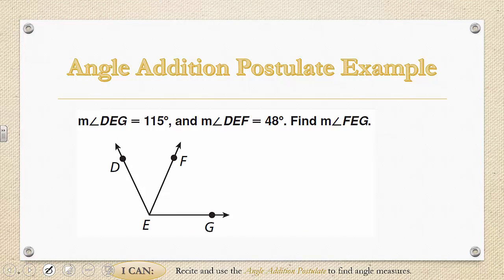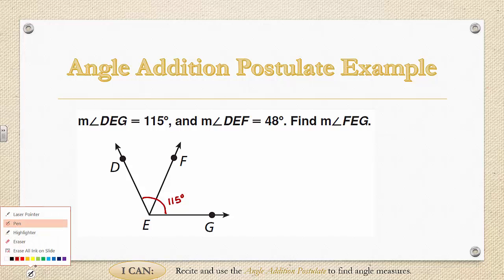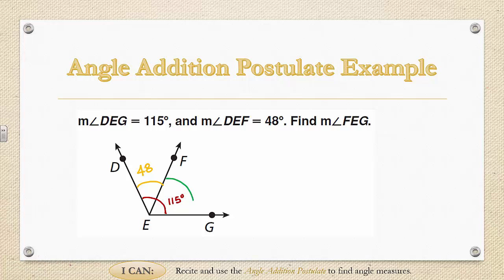If I look at this angle, it has something cutting it in half. And this says the measure of angle DEG, so this whole thing right here, is 115 degrees. And the measure of angle DEF, one of the little ones, DEF right here, is 48 degrees. We need to know FEG. We're going to find this one right here.